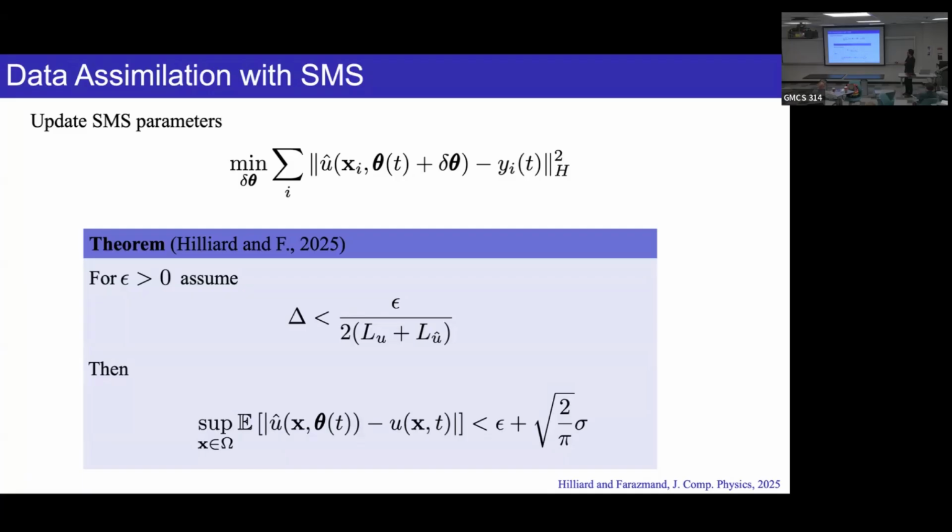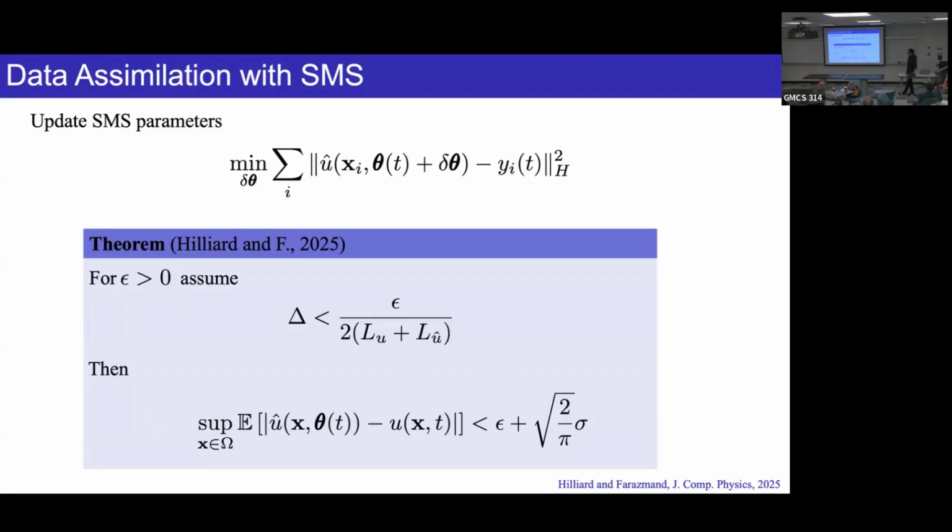It says that for any epsilon, the threshold of accuracy that you want to obtain, as long as the spacing between the sensors satisfies this upper bound, where LU is the Lipschitz continuity of the true solution of the PDE, and LU hat is the Lipschitz continuity of the approximate solution. So I'm making an additional assumption that the solutions have Lipschitz continuity. In that case, the expected value of the difference between the true solution and the approximate SMS solution is always bounded by this constant, where this part of it is because of the noise in the measurement of data.